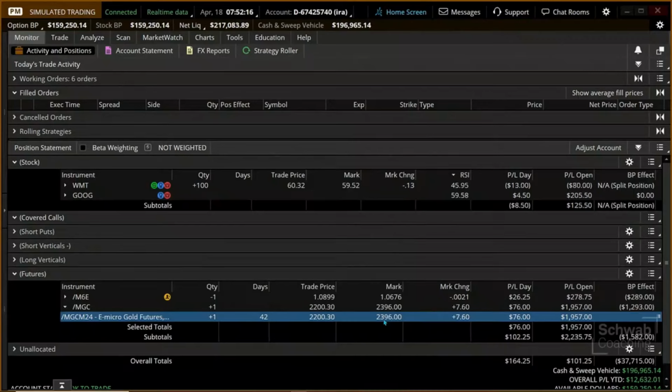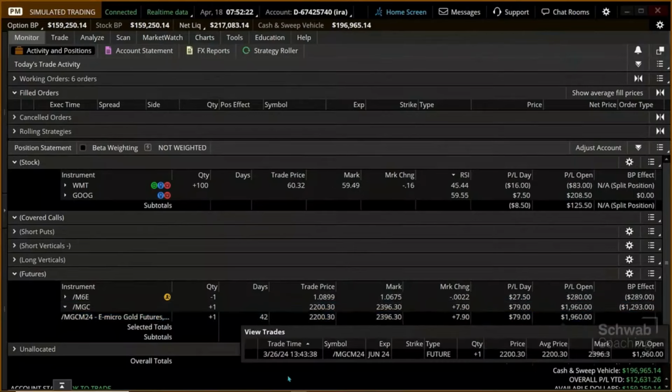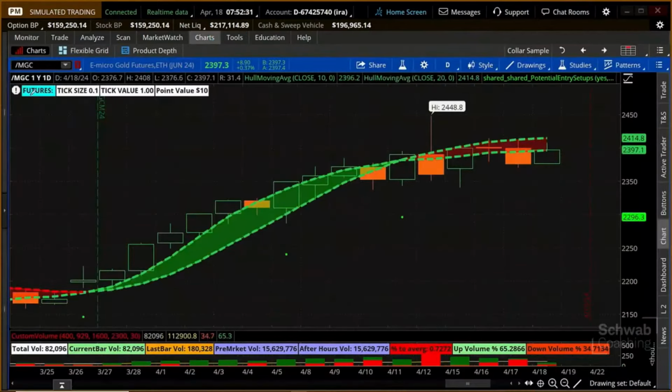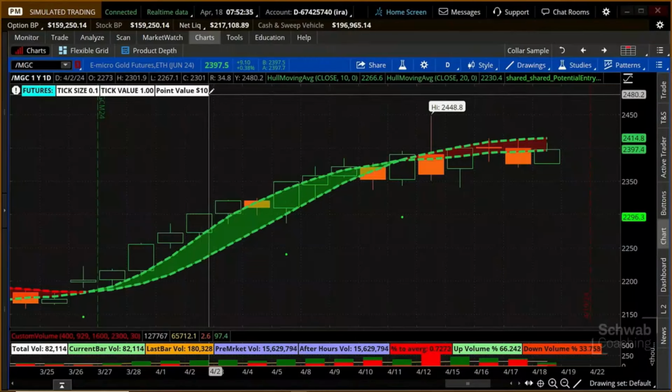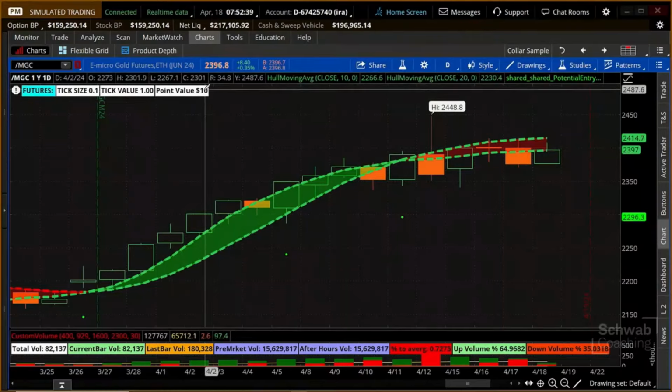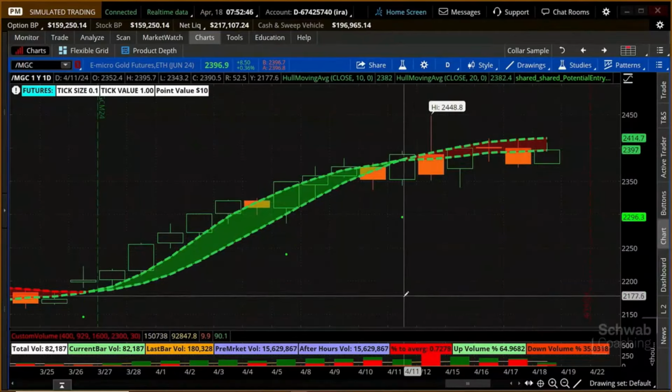$2,396. Okay? Now, what you're going to see if I go to the charts, by the way, when was that position entered? It was entered about 3 weeks ago. Okay? So if we go back to this and take a look at this, we can see, well, how much is it worth if you get the direction right on a one-point basis? Answer: $10. Okay. $10.